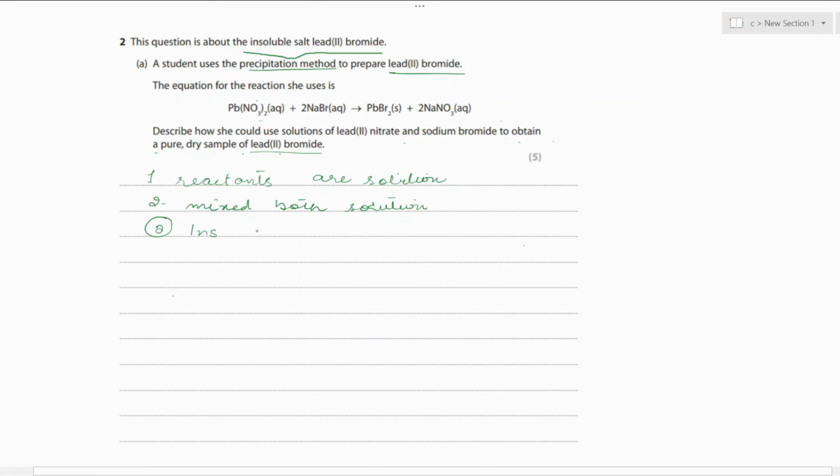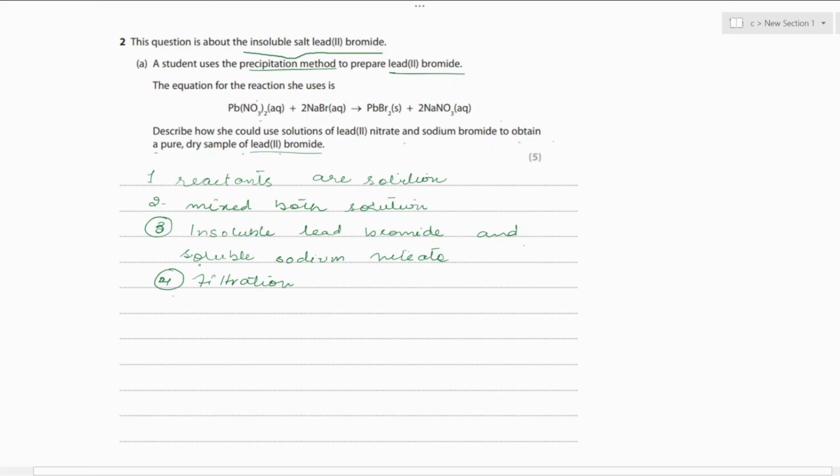Insoluble. Okay, which salt is insoluble? Lead bromide. And what's the other thing which is produced? Would that be soluble or insoluble? Soluble sodium nitrate. Okay, now how would you separate this solid? Filtration. You will explain the filtration, that we use a filter paper to separate the precipitate of lead bromide.